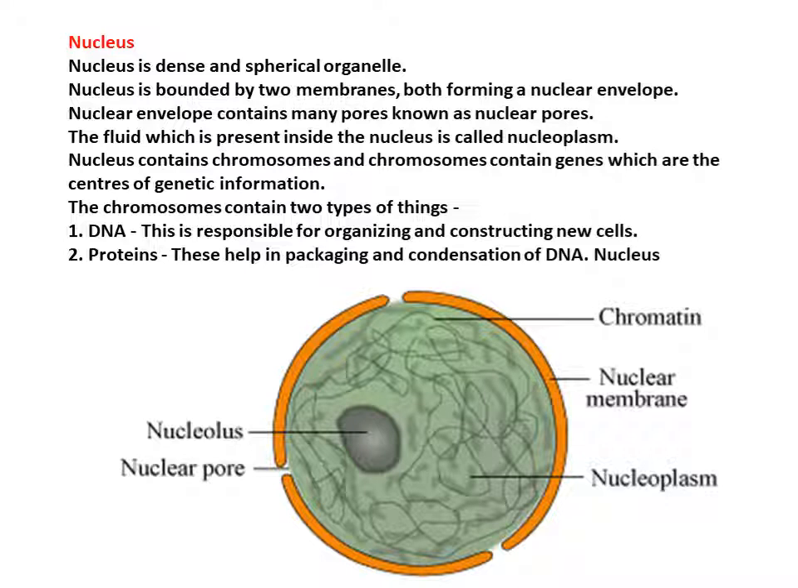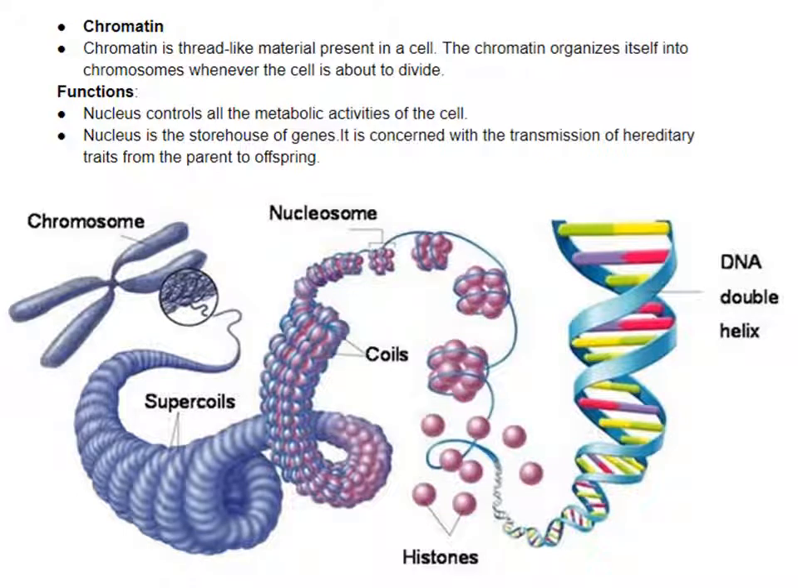Now this is the structure of the nucleus. You can see the chromatin here, the nuclear membrane, the nucleoplasm, the nucleolus, and the nuclear pores. Now this is chromatin. Chromatin is a thread-like material present in the cell, organizing itself into chromosomes whenever the cell is ready to divide.